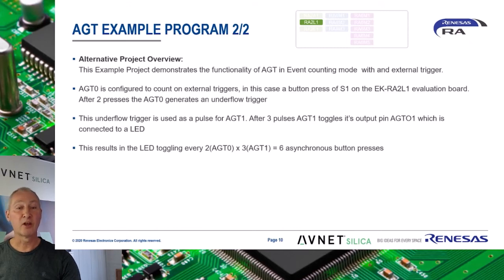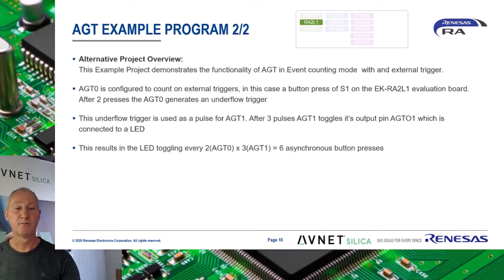Now I have configured an alternative AGT example program which demonstrates the event counting mode. In my opinion, the most useful mode. This mode is extremely useful in low power applications where the CPU is put into sleep mode and the AGT monitors external events. The AGT can toggle a pin after a set number of events, or in fact wake the CPU to undertake some action.